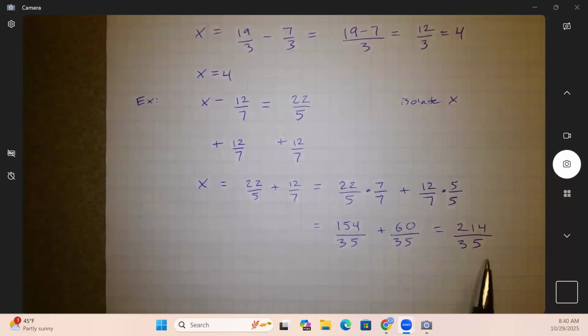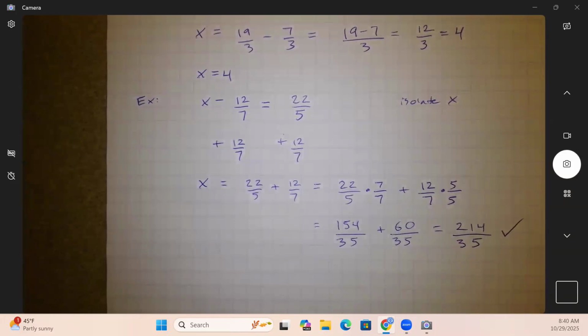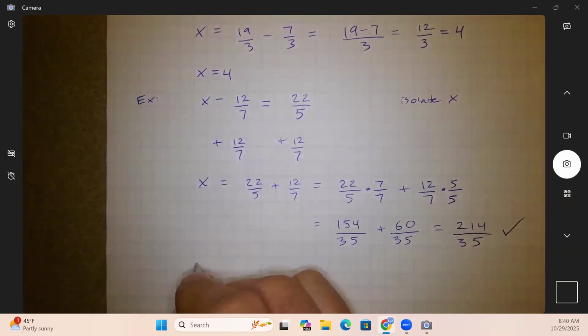This is the answer, that is x. I don't know if it reduces. It'll reduce if there are any shared primes. Well, 35 is 7 times 5. So let me just check 214 divided by 7, just in case. Nope. It doesn't divide evenly. And since it doesn't end in 5, I know it doesn't divide by 5. So my answer is x equals 214 over 35.